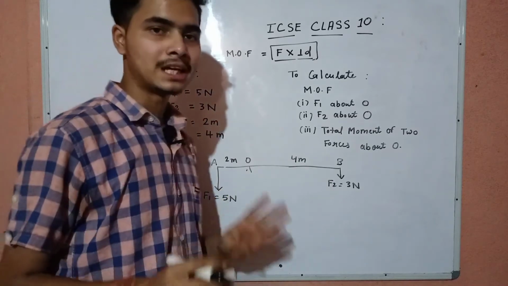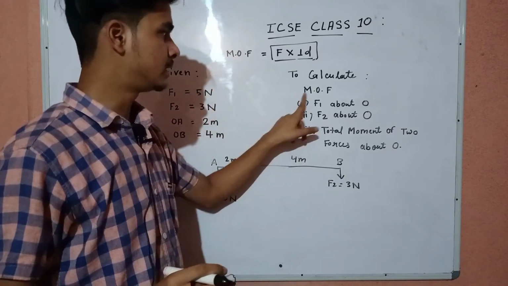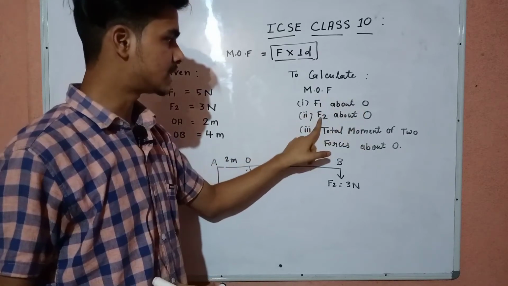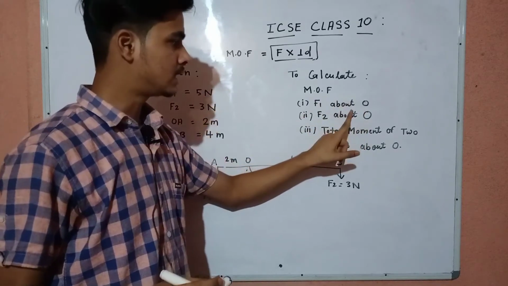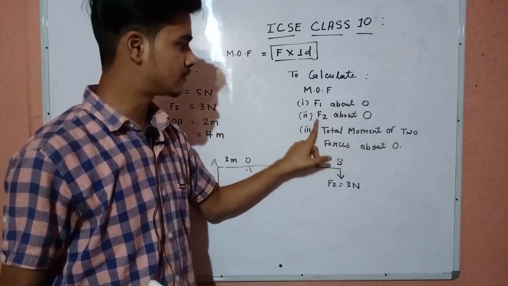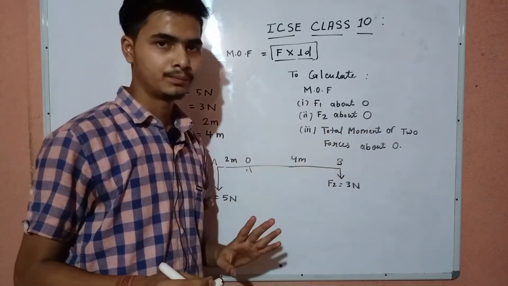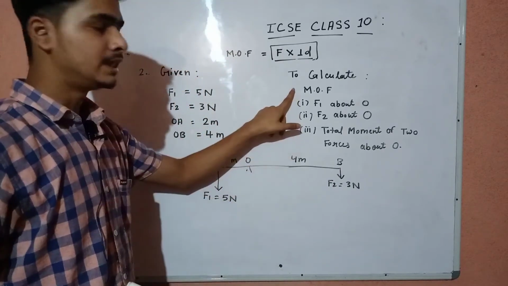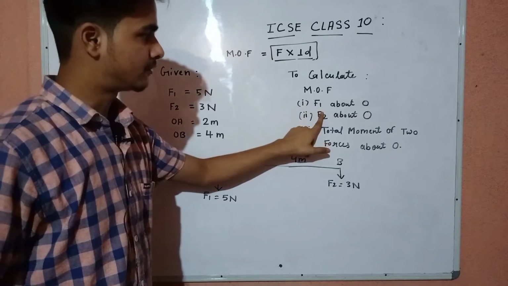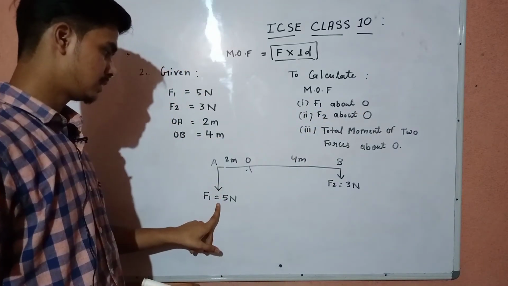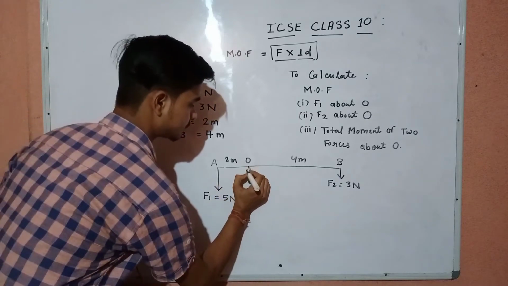Now what we need to calculate? We need to calculate the moment of force F1 about O, the moment of force F2 about O, and also the total moment of the two forces, F1 and F2, about O. Okay, so let's see the first question. We need to calculate the moment of force F1 about the point O. Here is that force F1 and here is that point O.